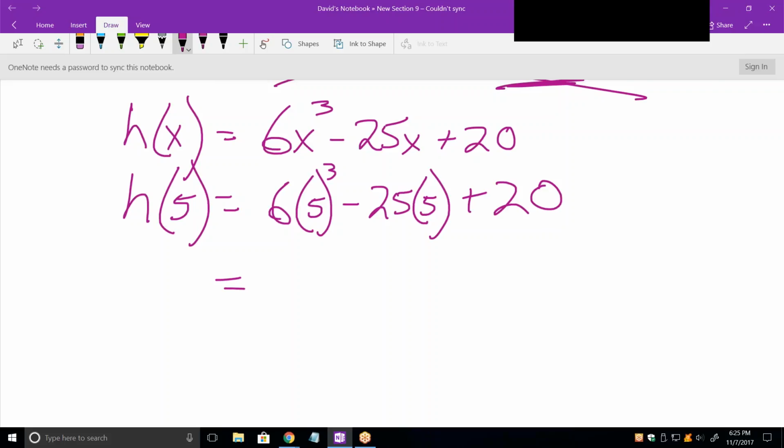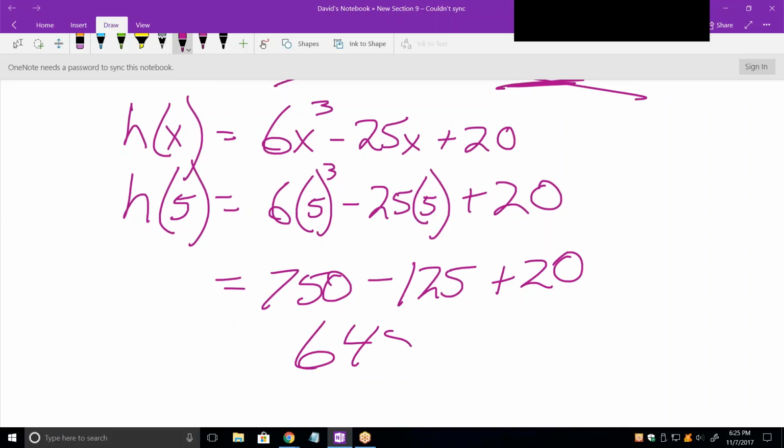What's 5 cubed? 5 times 5 times 5, which is 125. 125 times 6 is 750. Minus 125 plus 20. So that's 625 plus 20, 645 is what h of 5 equals. Now, if they wanted you to evaluate it at some different number, like h of 7, then you'd put a 7 there, and a 7 there, and a 7 there.